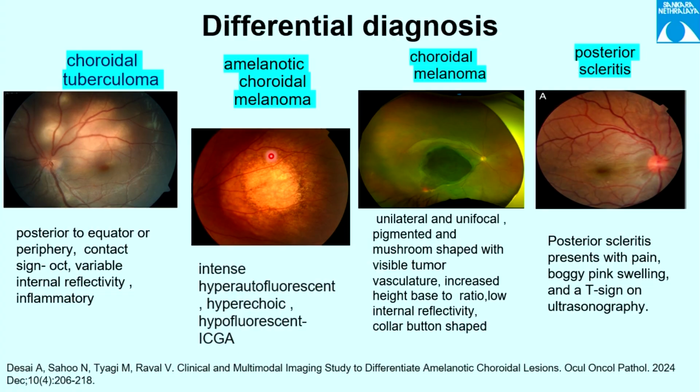Posterior scleritis also they present. Sometimes they have this pain with a boggy, soft swelling. And there's also the T sign which is seen on ultrasound.